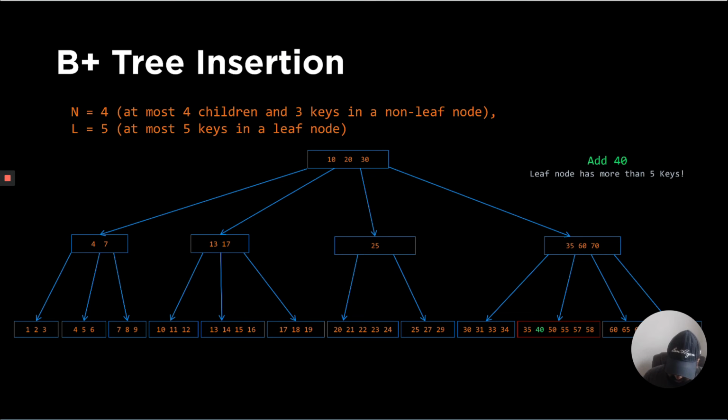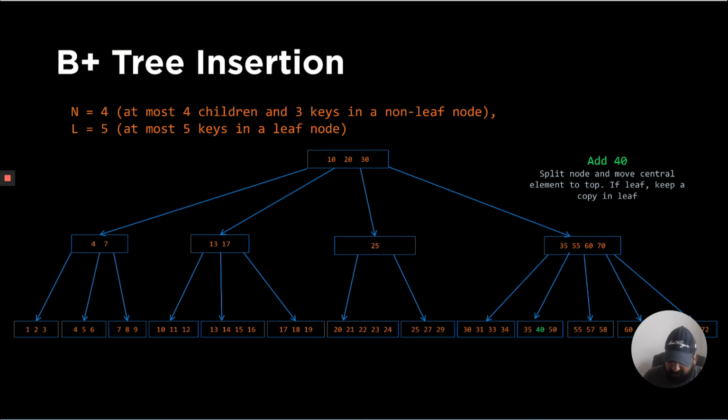Now you can see that we have inserted 40 into the leaf, but now this node defies the second property, which is it can have at most 5 keys. Now it has 6. So we are going to perform the split operation again, and we move the central element to the top, but we also keep a copy of the central element in the node that we have split. We now have these two nodes. But you can see that we have a copy of this 55. Although we move 55 to the top, you keep a copy of that in the split node.